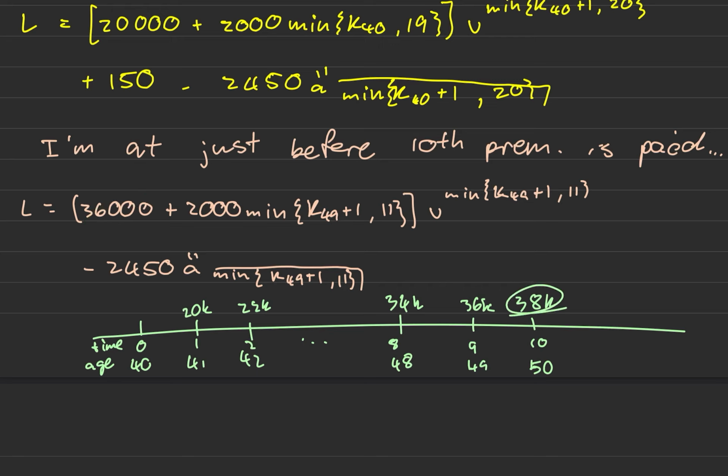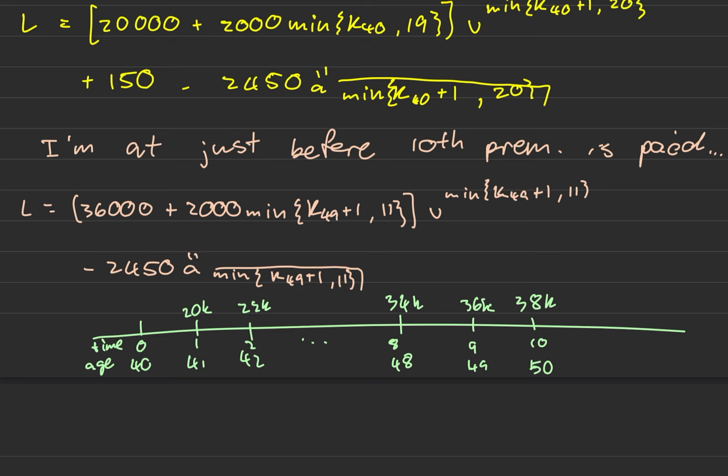And what do you know? I have 38,000 over here. So we know this is true here. Okay, and if you're skeptical and you want to apply it for later years as well and see if this is true for K49 being some other value, then you can do that. But you'll see that it's right.